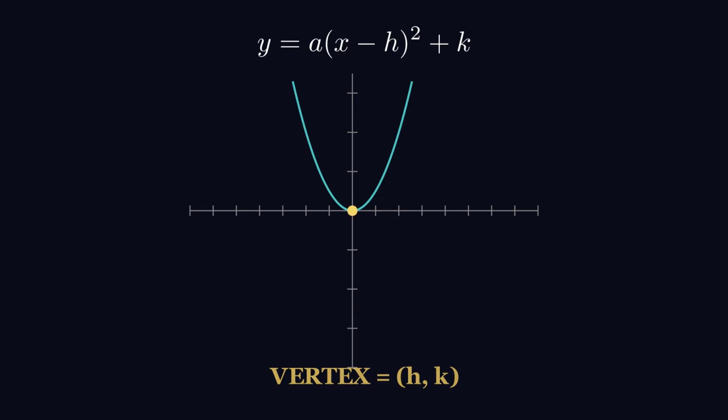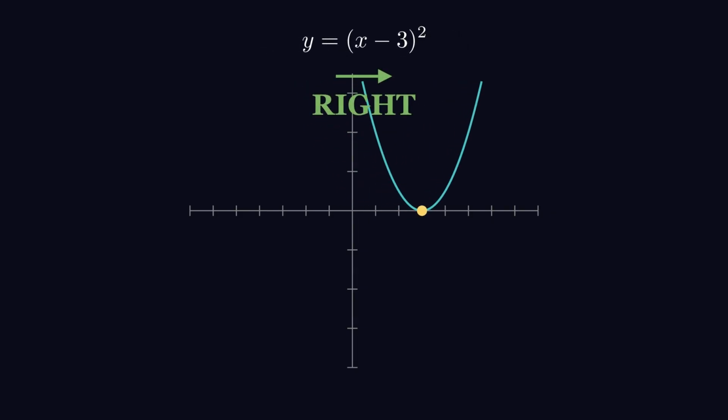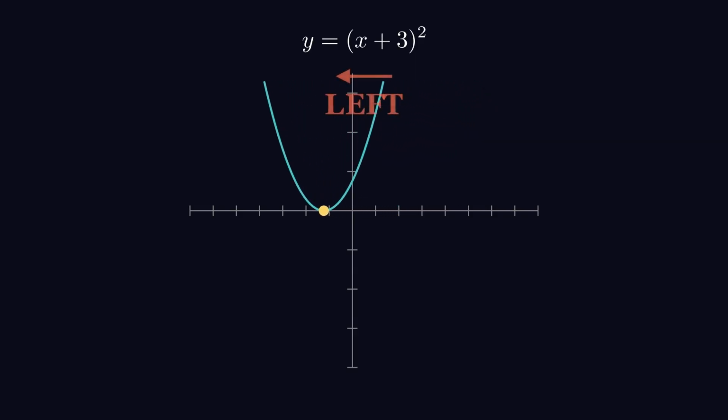But here's the trap that bites every greenhorn. That h comes with a minus built in. So x minus 3 means h is positive 3. Shift right. And x plus 3? That's h equals negative 3. Shift left. The sign flips on ya. Inside the parentheses, everything runs backwards. Miss that, and your whole graph ends up on the wrong side of town.